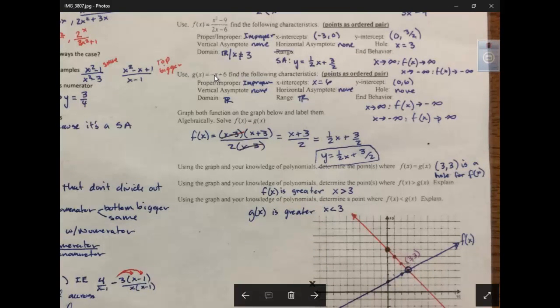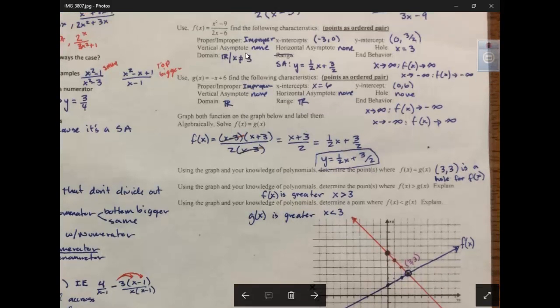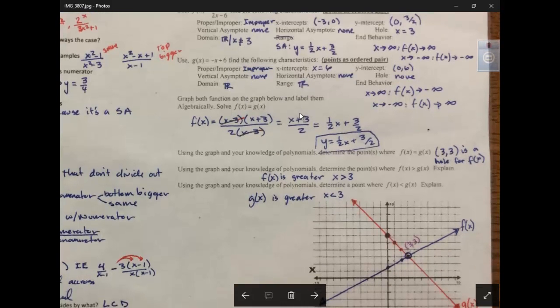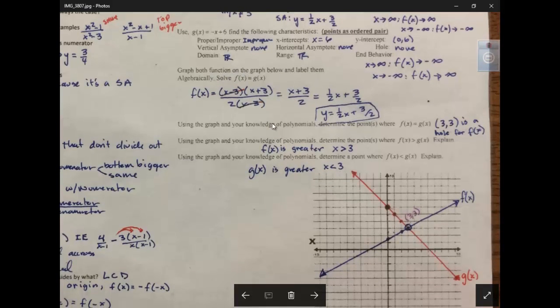Okay, so this one, this is just graphing it. It's over 1. And then let's see, x-intercept, this is just a linear equation. There's no holes. Okay, we don't have any vertical asymptotes. The domain is all real numbers as opposed to having a restriction. It's a polynomial.